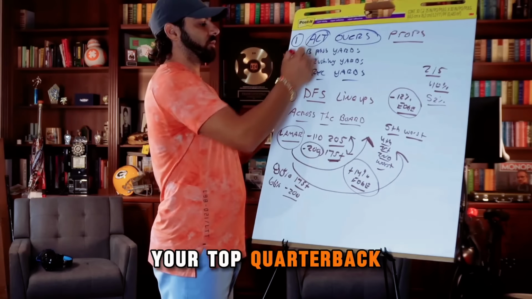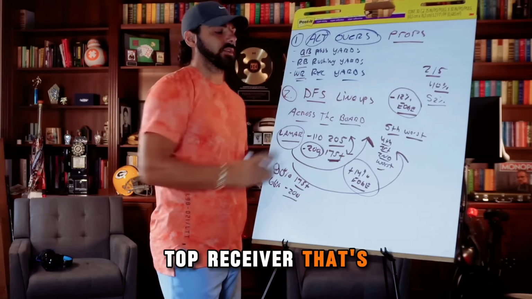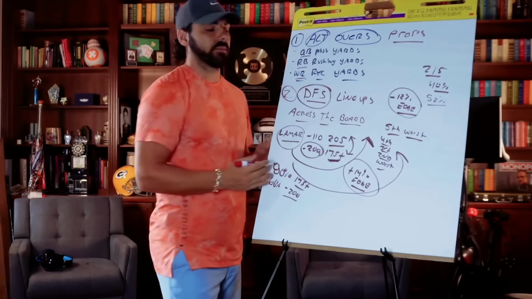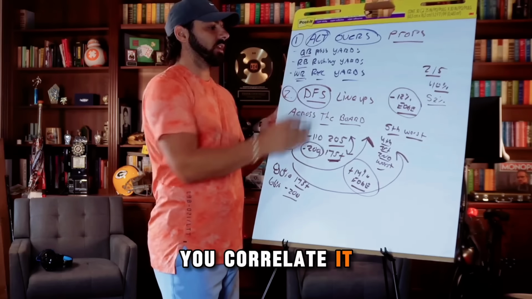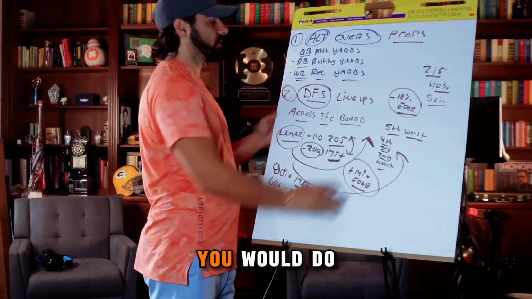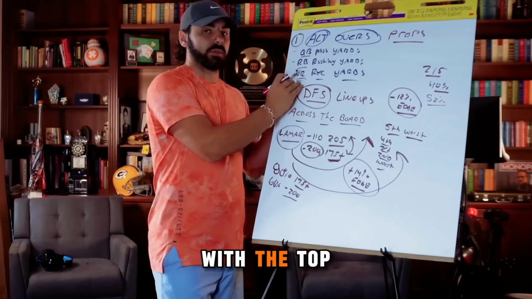find your top quarterback, top running back, top receiver that's owned across daily fantasy lineups. Now, once you have that and you correlate it, like I just did with Lamar Jackson here, you would do it with the top running back and you do it with the top receiver.